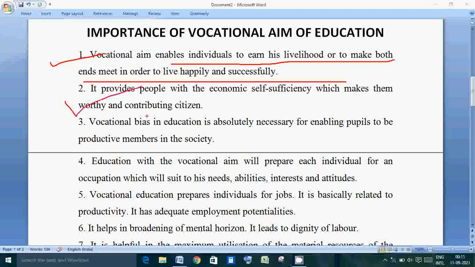Next, it provides people with the economic self-sufficiency which makes them worthy and contributing citizens. So this vocational aim of education helps people by providing the idea through which they can economically make themselves sufficient, and that makes the citizens worthy and contributing citizens of the nation.